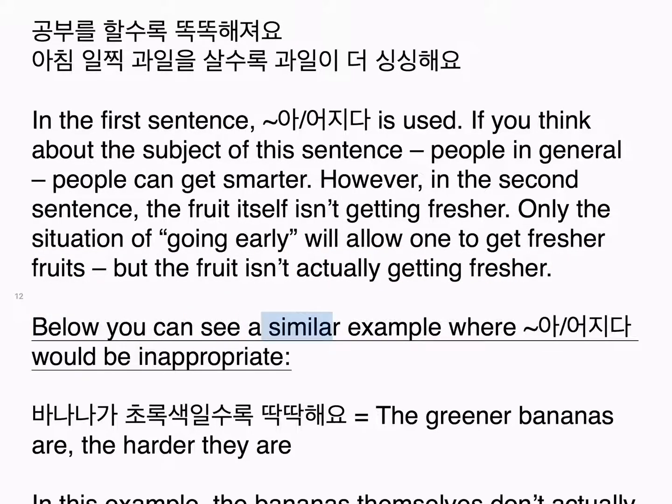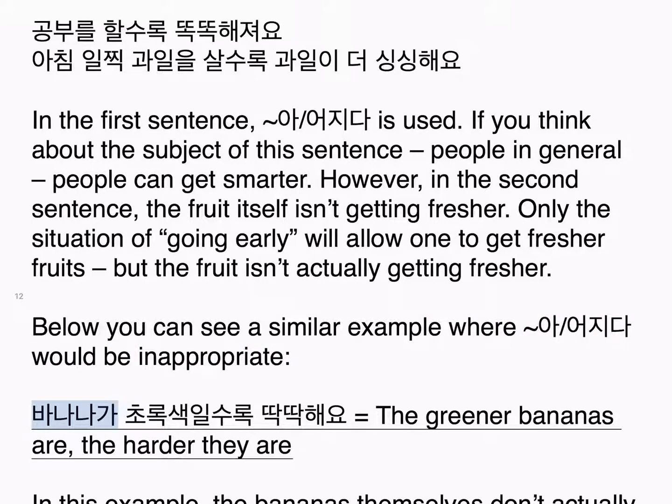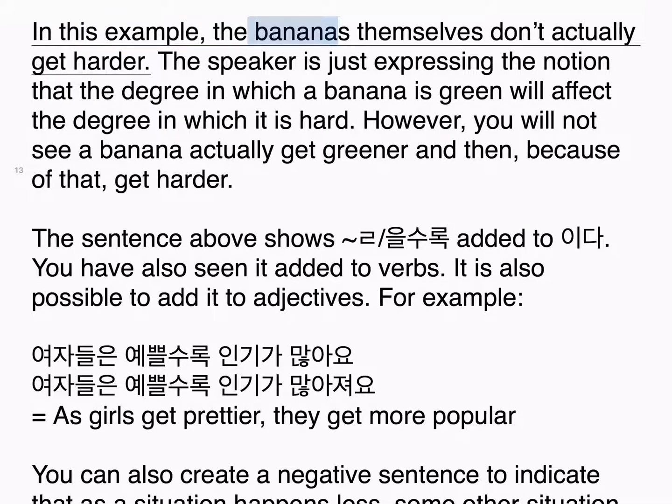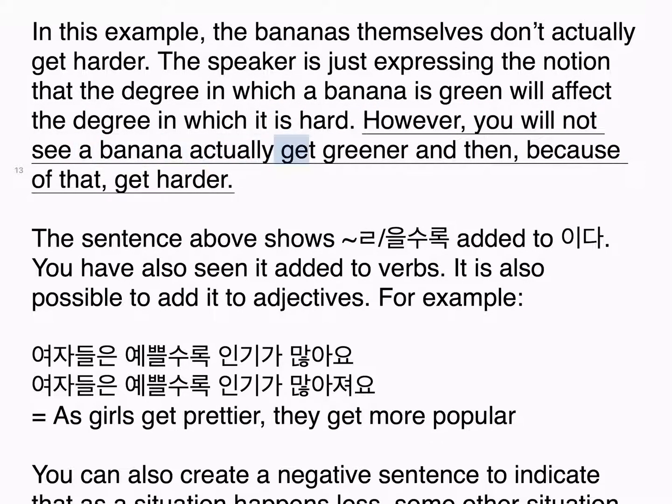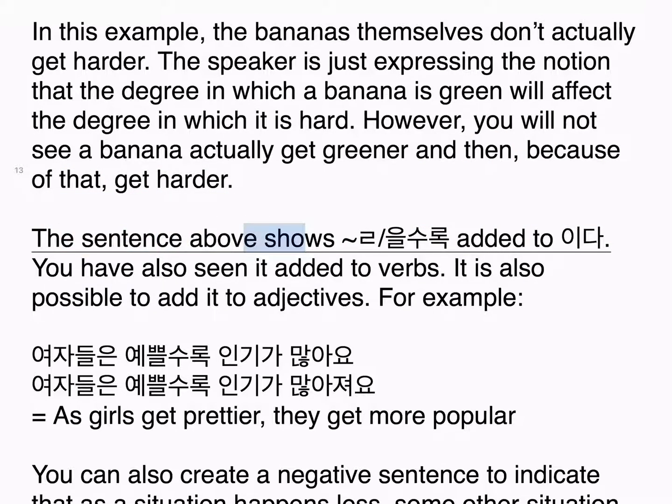Below you can see a similar example where 어지다 would be inappropriate. 바나나가 초록색일수록 딱딱해요. The greener bananas are, the harder they are. In this example, the bananas themselves don't actually get harder. The speaker is just expressing the notion that the degree in which a banana is green will affect the degree in which it is hard. However, you will not see a banana actually get greener and then, because of that, get harder. The sentence above shows 을수록 added to 이다.